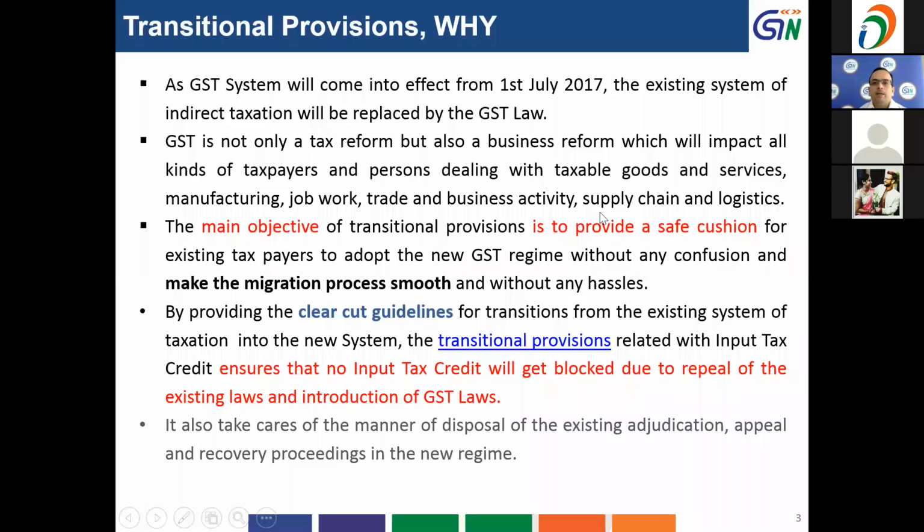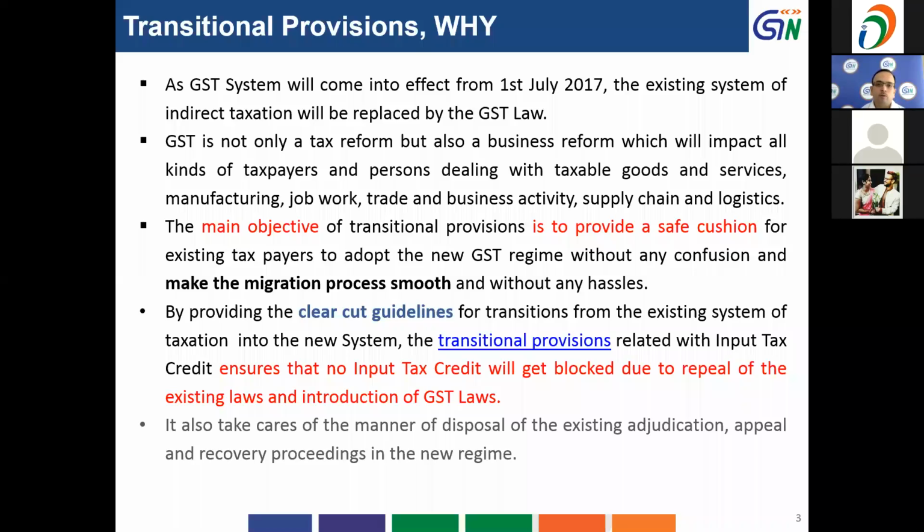So why has transitional provision been given? As you know, GST is going to come into effect from 1st of July 2017, and the existing system of indirect taxation will be replaced by the new GST law. GST is going to impact everybody. Every business is going to be affected by it. The way we are valuing goods, making supplies or calculating duties, everything is going to change in the new regime.